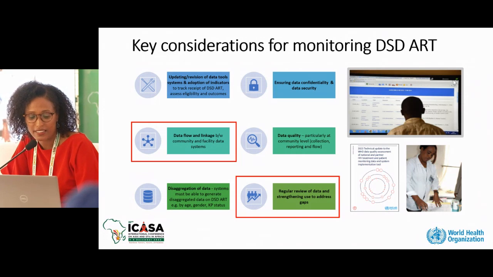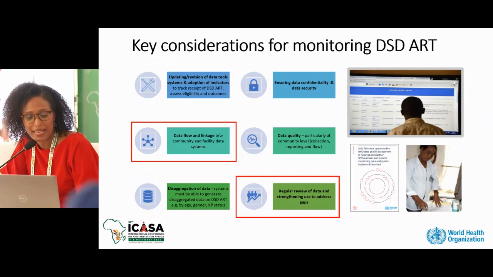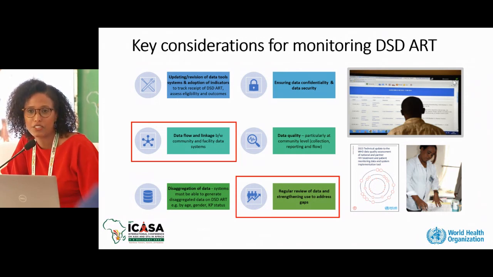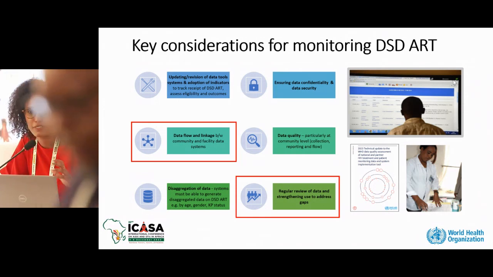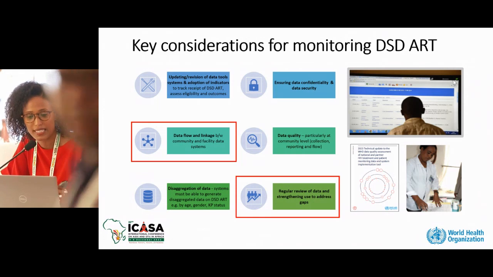And just to highlight that the WHO recommendation here is that the facility-based client monitoring system, so that's the EMR or equivalent, remains the main data system that should capture all the key information for monitoring DSD-ART for clients, irrespective of where those services are delivered, be it in the facility, the community, or private settings.